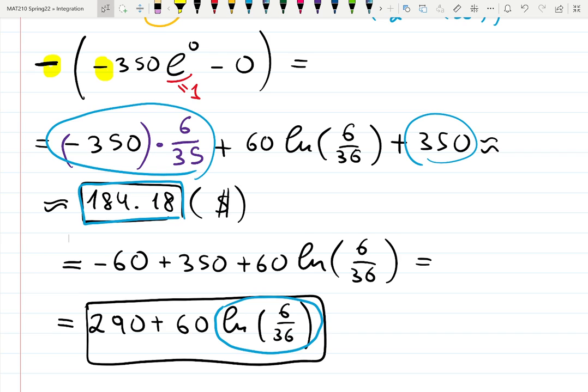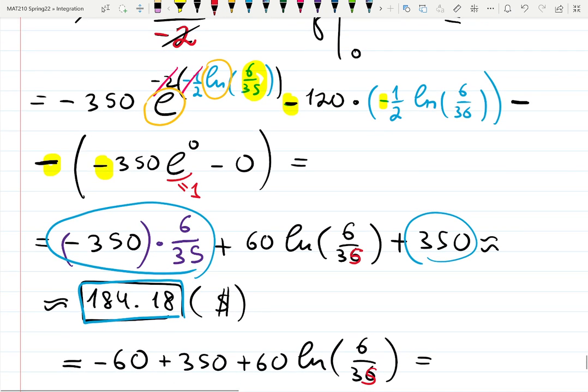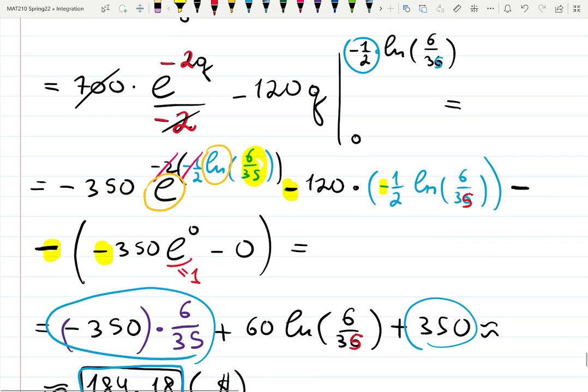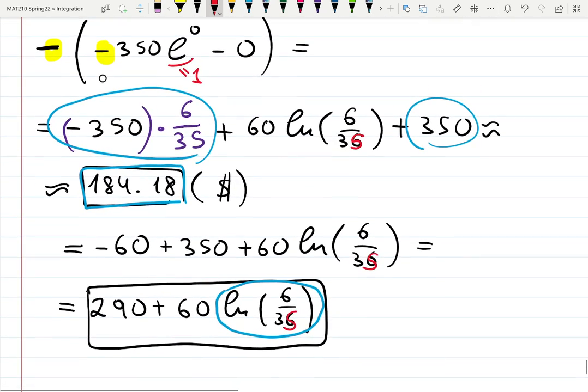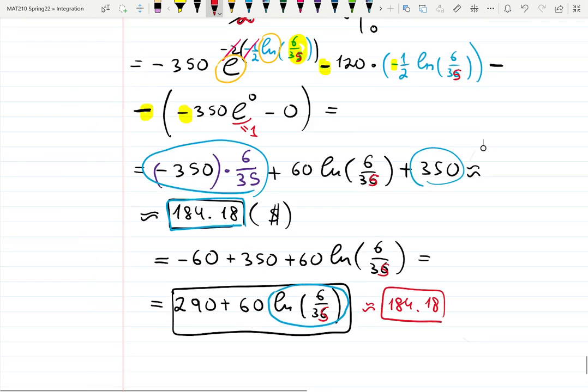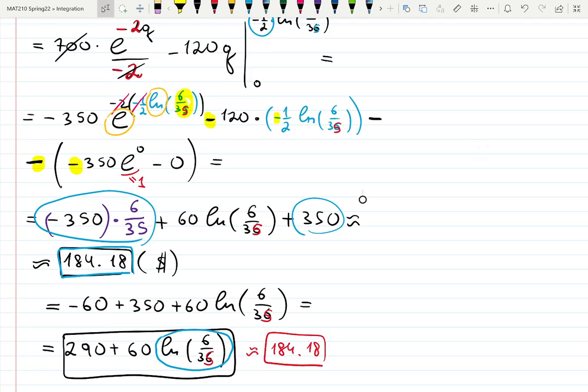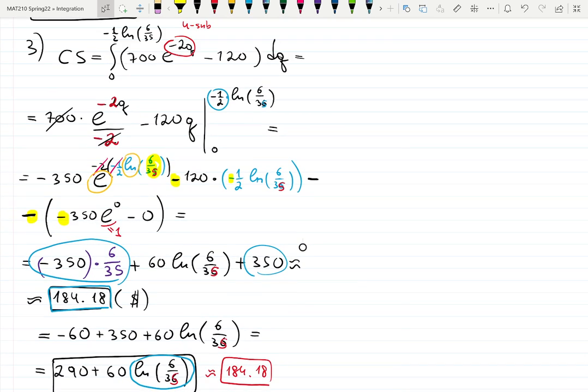Which, by the way, has a typo on the screen, even though the answer is correct. Why do I keep writing 36? It's 35, 35, 35. Yeah, it was correct everywhere. After some point it became 36, who knows why. So I just checked, it is correct. Approximately $184.18. Practice more and also practice solving exponential logarithmic equations. Thank you for watching.